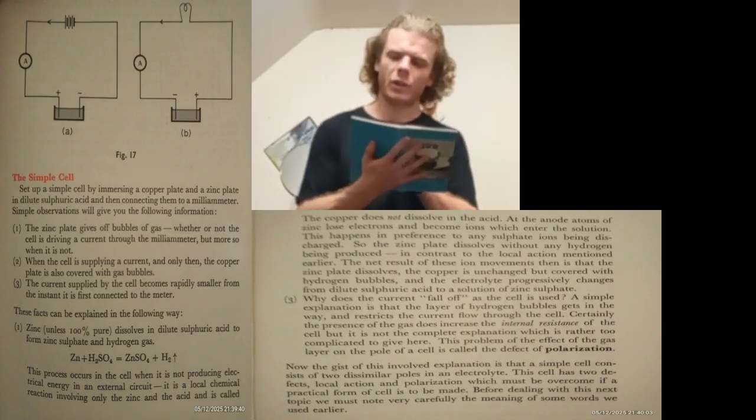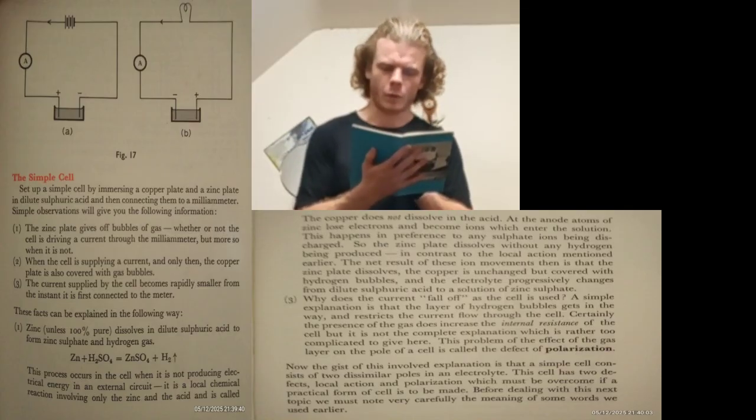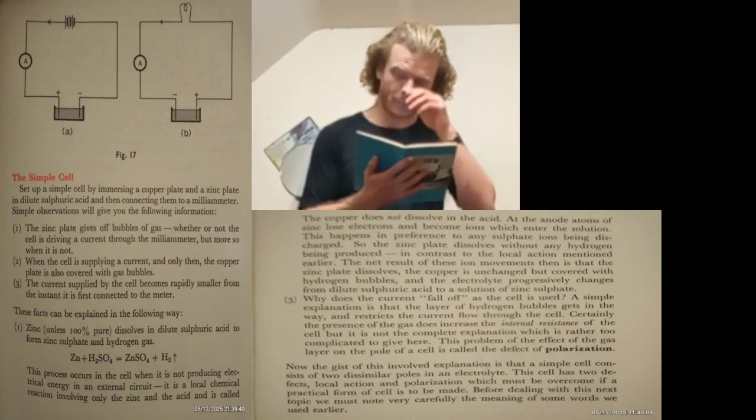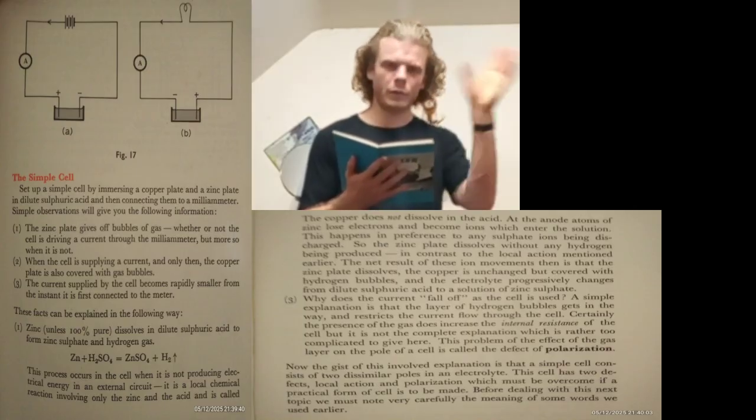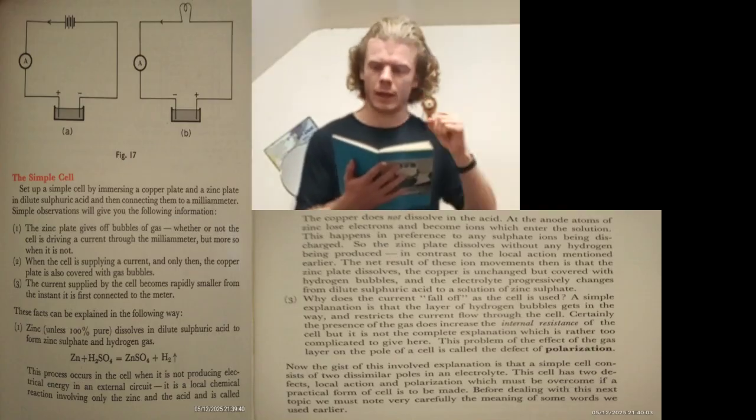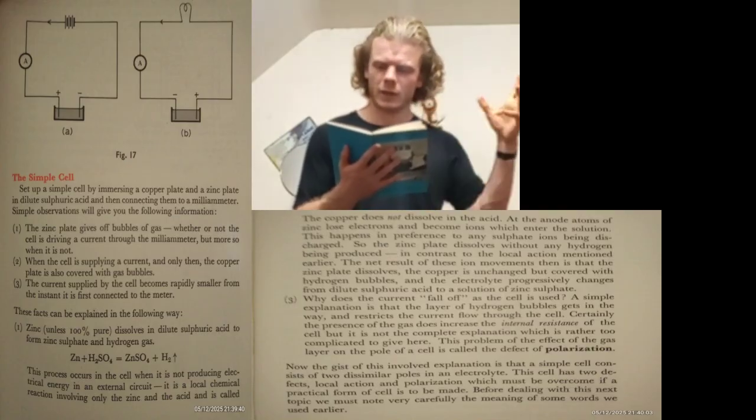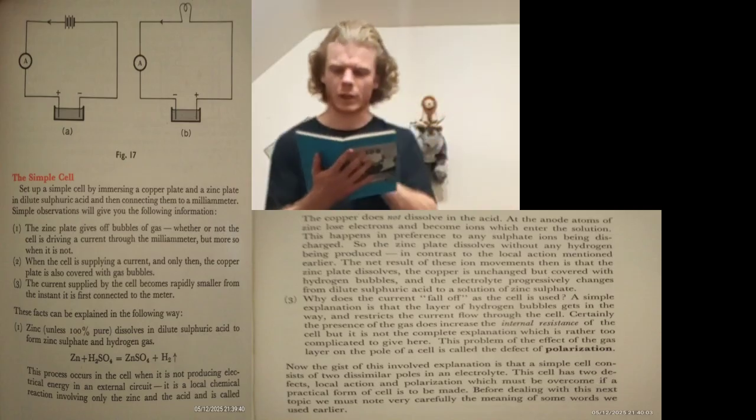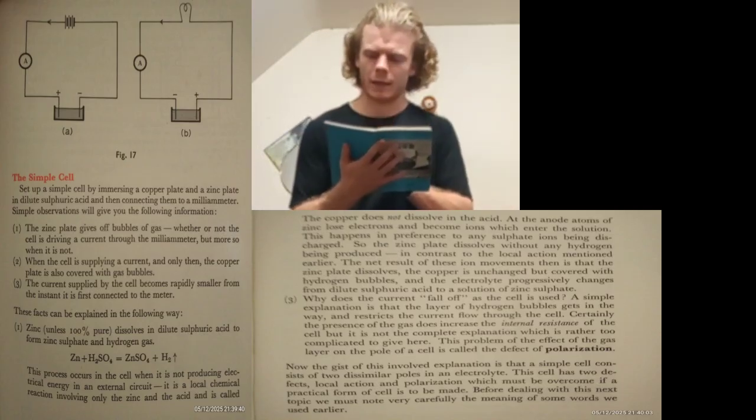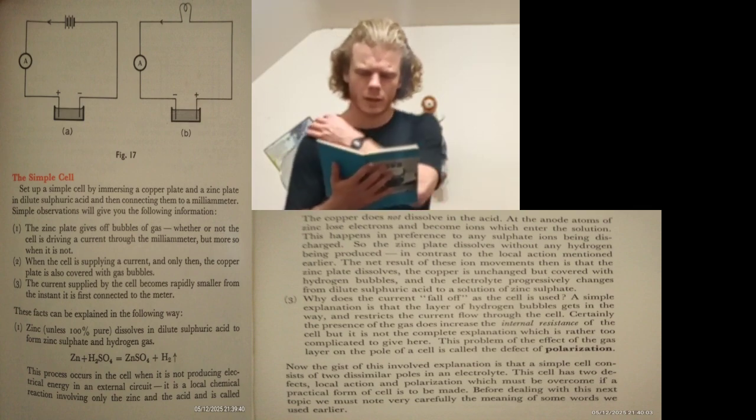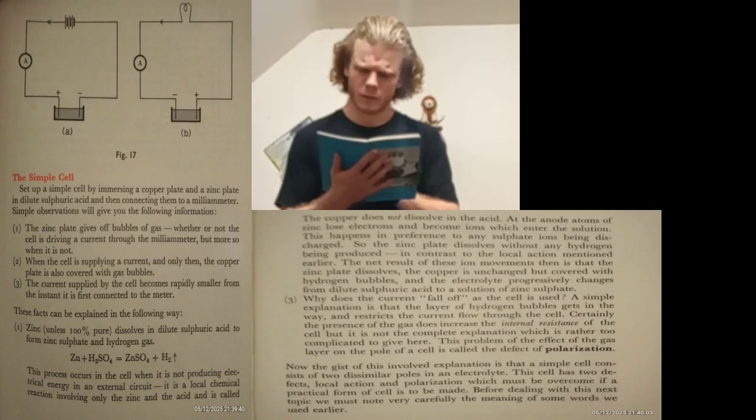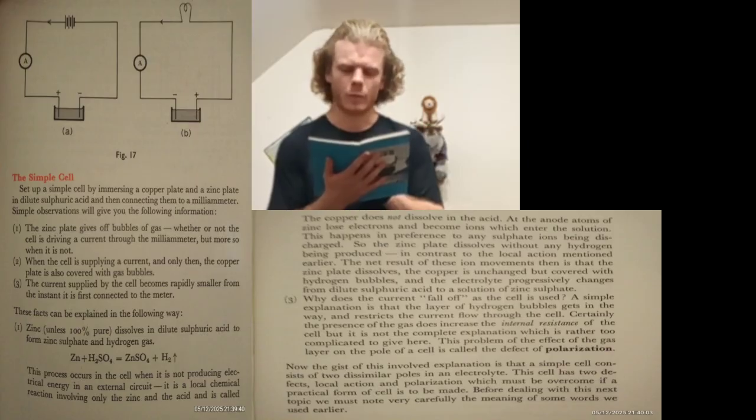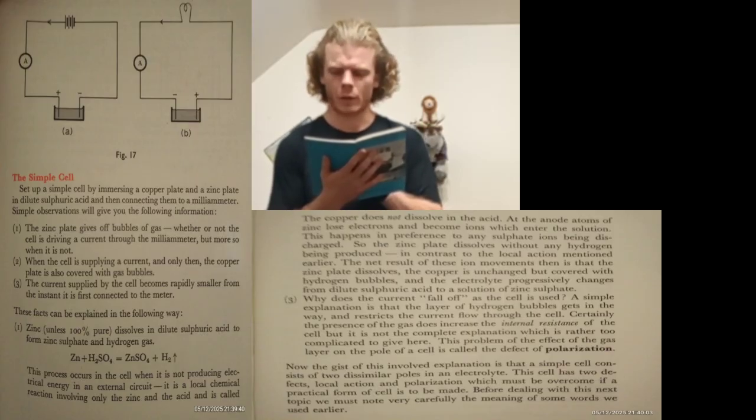The copper does not dissolve in the acid. At the anode, atoms of zinc lose electrons and become ions which enter the solution. Okay, to one of the 2 plates where we bring the current in and out again, the zinc loses electrons, and they become ions and are now part of the solution. This happens in preference to any sulfate ions being discharged. Whatever, I don't understand. So the zinc plate dissolves without any hydrogen being produced, in contrast to the local action mentioned earlier.